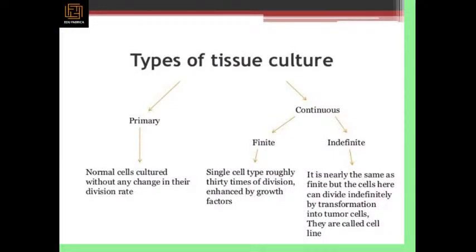So we have discussed so far primary tissue culture, in which you have normal cell culture without any change in division rate. Then there is continuous culture, with finite and indefinite. In the finite, single cell types undergo roughly 30 divisions, enhanced by growth factors. And the indefinite is nearly the same as finite, but the cells here can divide indefinitely by transformation into tumor cells.